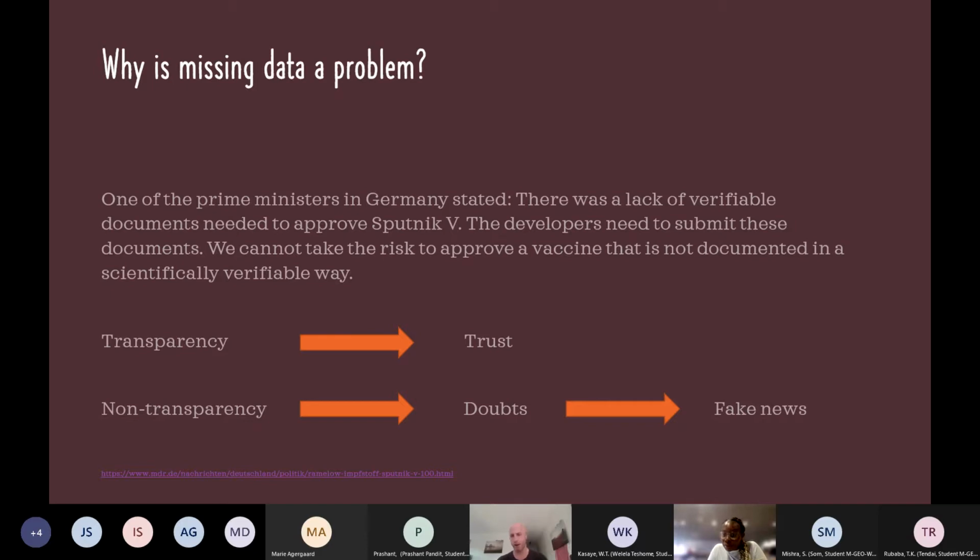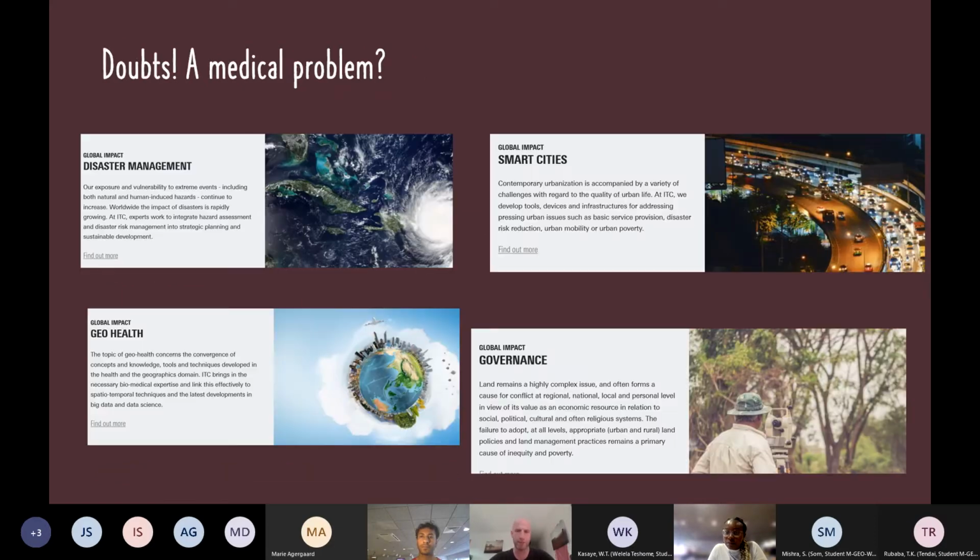Okay, clear, fair enough. You might think we are not working or studying in the medical sector. We are, for example, from the geosciences. The students at ITC, so at the Geo faculty at the University of Twente, will work on the following topics: disaster management, geo-health, urbanization, digitization, smart cities, governance. These are rather big topics and not specific to the geosciences.